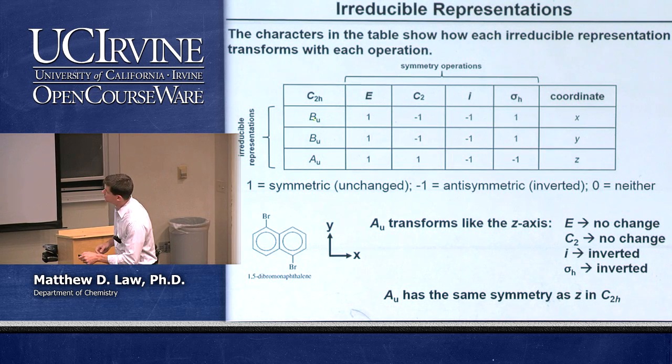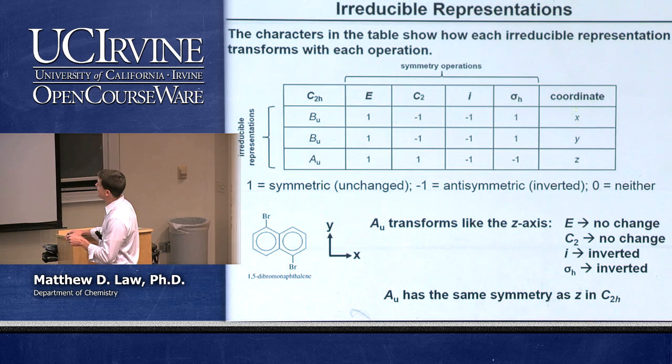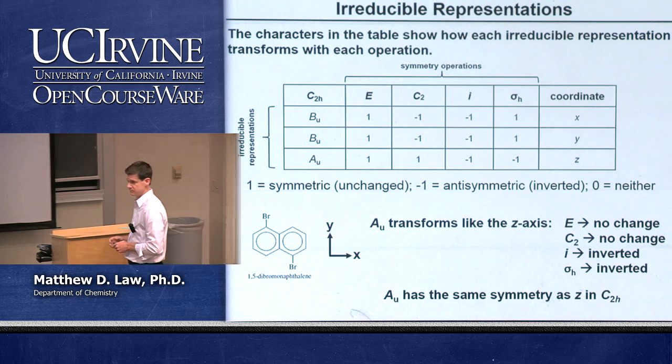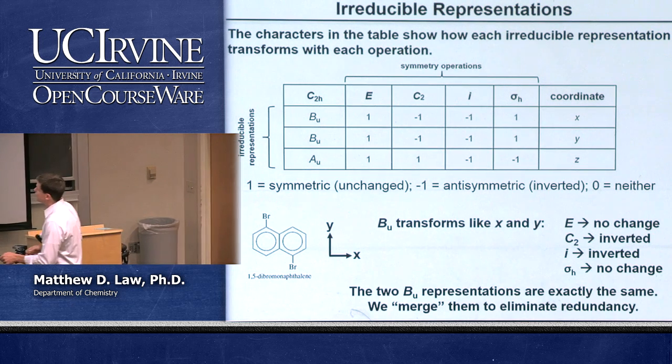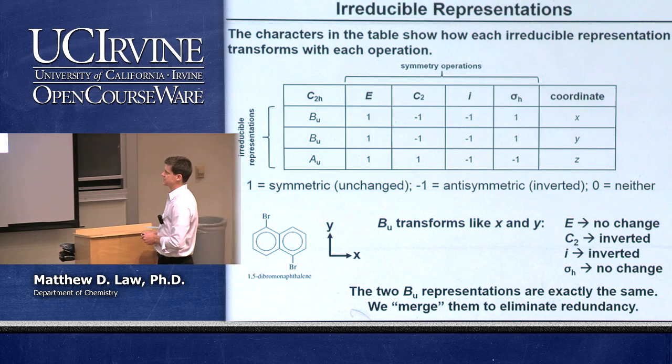What about these others here? We have two identical irreducible representations here. Both are called BU, and we'll explain why. But you can see why they're identical. It's because they have identical characters. One is given x, and the other is given y. We can say that the BU transforms like x and y in this case.